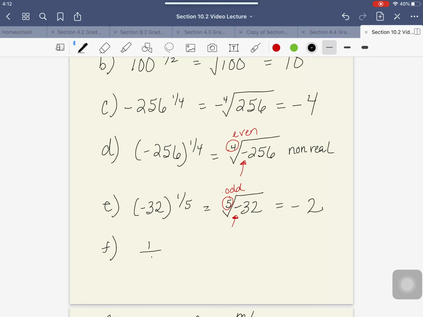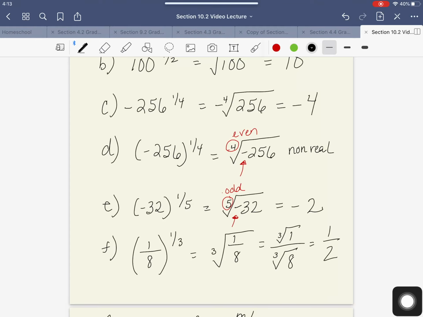All right, and then 1/8 to the 1/3 power. You can rewrite that as the cube root of 1/8, which you could separate and make it the cube root of 1 over the cube root of 8, and that would be 1/2.